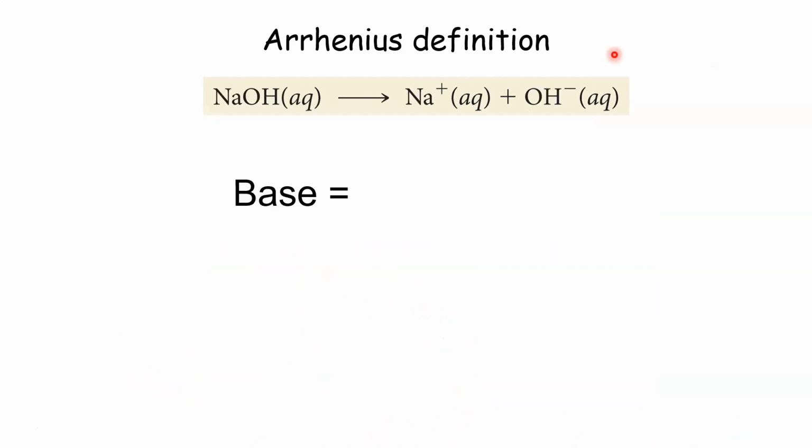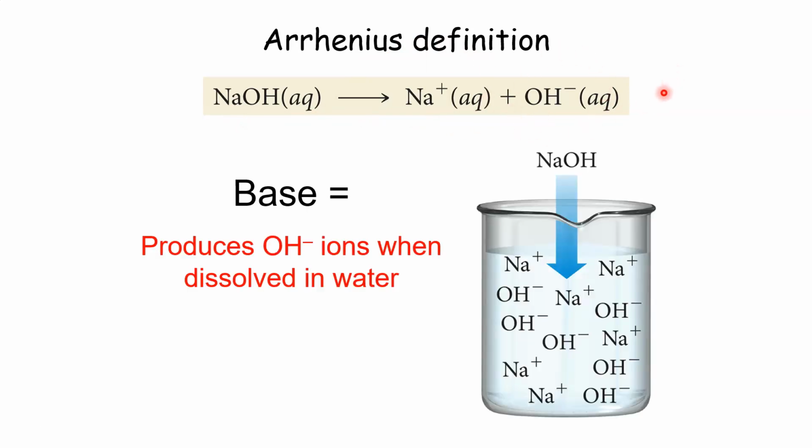So if an Arrhenius acid increases the H plus or H3O plus or proton concentration in water, what does an Arrhenius base do? Well, here we see sodium hydroxide dissolving in water. So we have a sodium ion and a hydroxide ion. So we would say that an Arrhenius base produces hydroxide ions when dissolved in water. So you'll have the sodium ions surrounded by water molecules, and you'll have these hydroxide ions surrounded by water molecules.